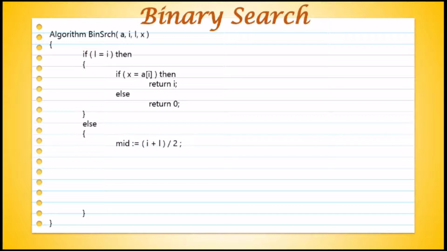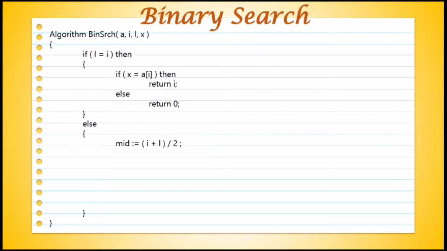So first we will find the mid position, that is the middle position. So how we can find that? That is by adding the first position and last position, and then dividing that by 2, we will get the middle value. So (I plus L) divided by 2, we will get the mid value.